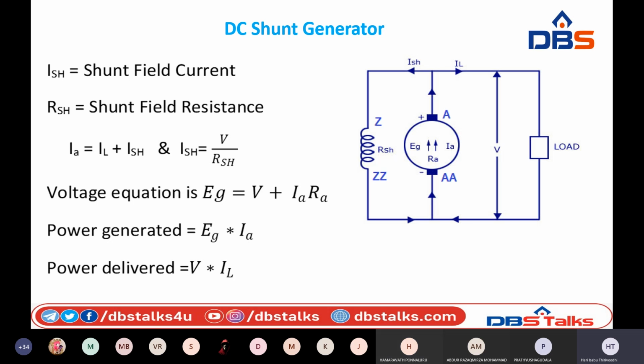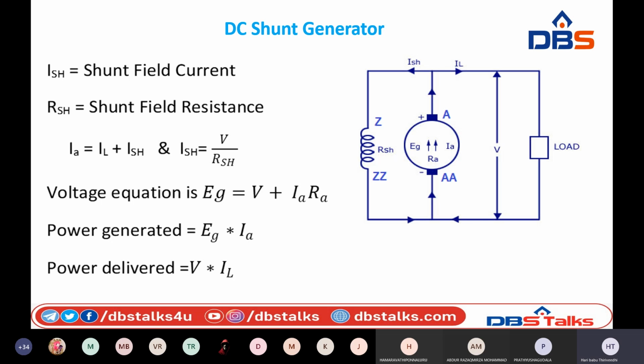Shunt generator in the sense a field winding is connected parallel to the armature winding. So such type of generator is called DC shunt generator. And we can look at the turns. Shunt winding has many number of turns, more number of turns. That's why RSH value is very high. It may be 100 to 300 ohms in general.